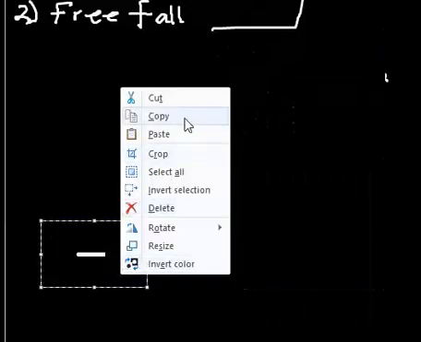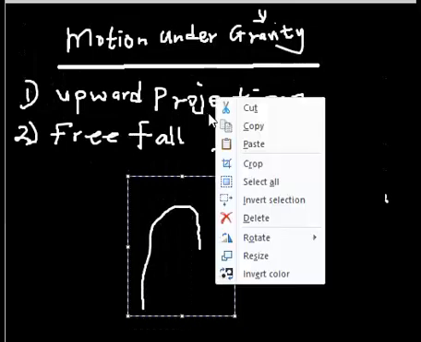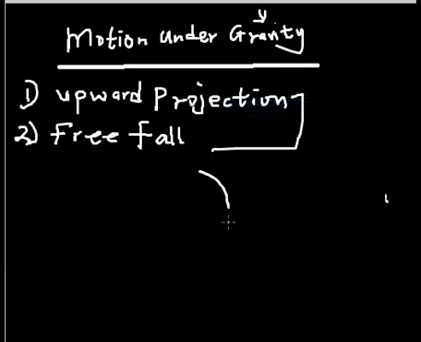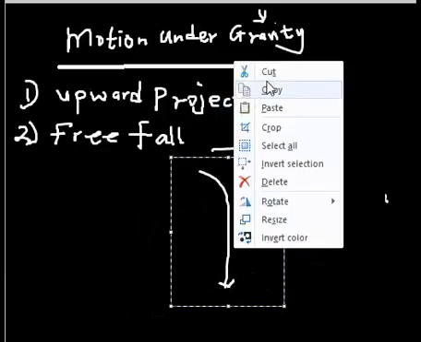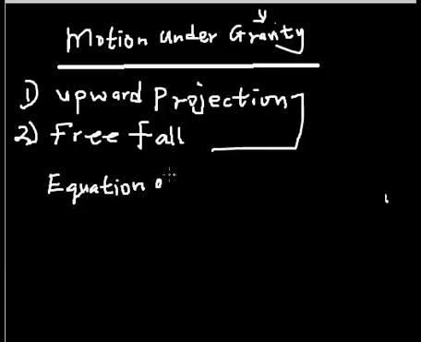So there are two ways in which we consider motion under gravity. We are looking at upward projection, where you throw an object up and later it will still come down, or where you stay at a height, you release an object and it falls down. All of them will come to our equations. We are going to express everything in equations of motion under gravity.